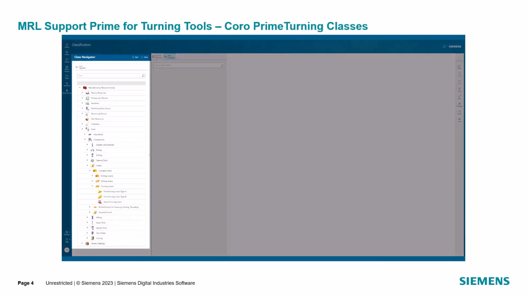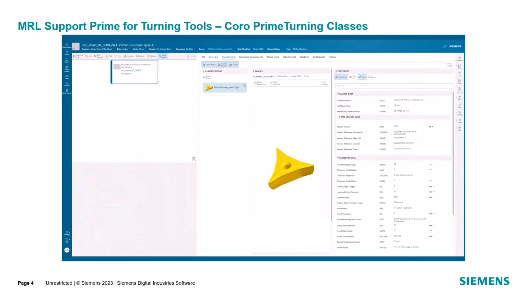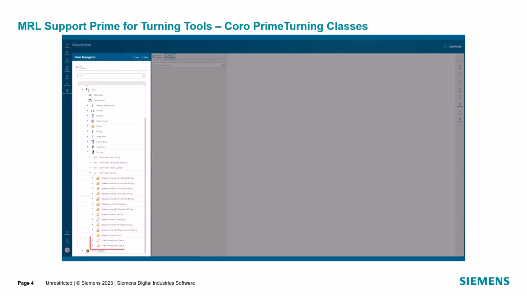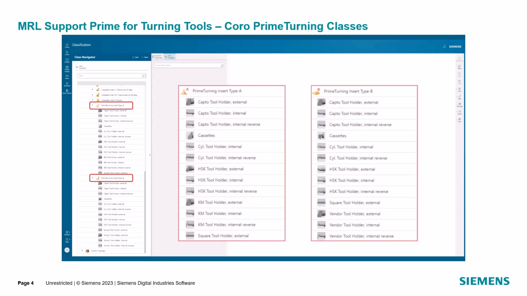For this example, we imported prime turning components from Sandvik Coromant. There are two prime turning insert types supported. Here you can see a type A insert shape with all the necessary attribute values provided by the tool vendor. Additionally, we implemented specific tool holder classes for the prime turning tools, supporting the different required machine-side connections.